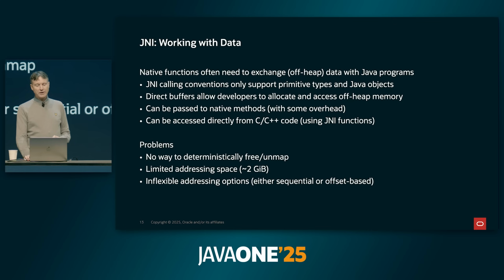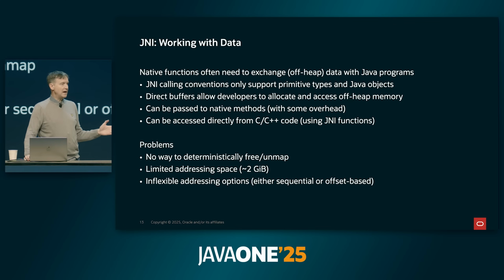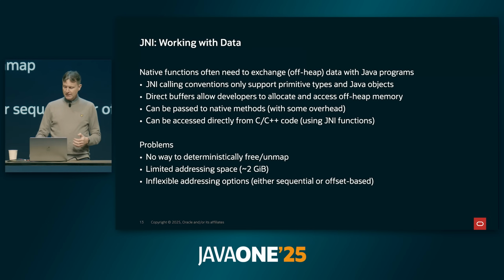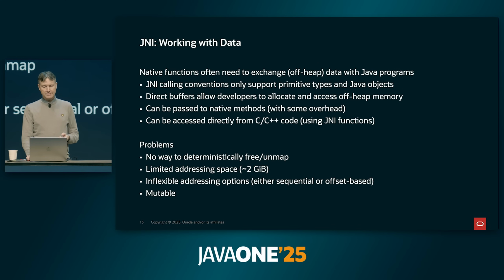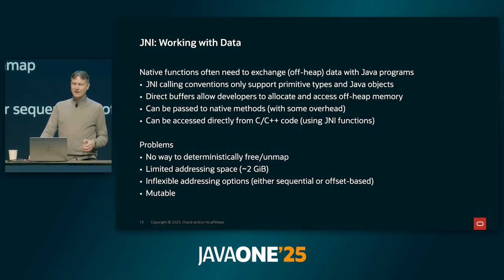And also, direct buffers have this kind of inflexible addressing options. You can either use them sequentially, because a byte buffer has this kind of cursor that's maintained over time. And also the direct buffer was immutable, which is not that great.